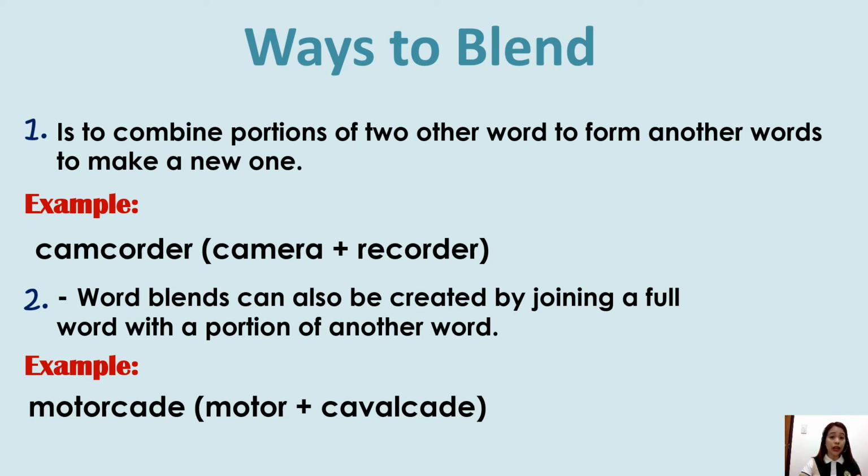Okay? So, earlier, what we did is we had two words and we only took some portions of each word to form a new word. Remember, from camcorder, we only took cam from camera and corder from recorder. In number two, word blends can also be created by joining a full word with a portion of another word. So, in this process, we use one full word and combine it with a portion of another word. For example, motorcade is your new word. Motorcade is a combination of motor plus cavalcade. We use the entire word motor and then we use cade, a portion of the word cavalcade, to come up with the word motorcade. Okay, so you remember the difference of the two ways on how to blend a word, all right?